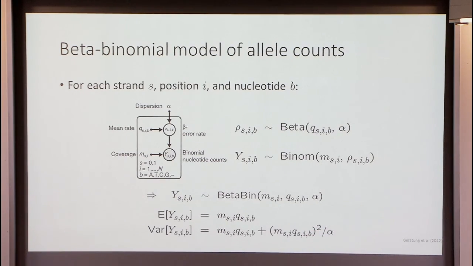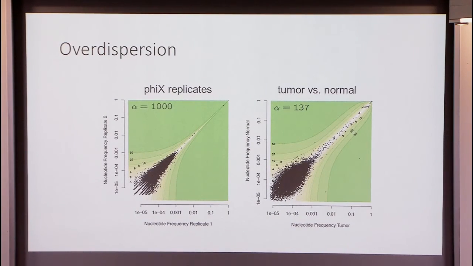So let me first show you why you need such a model. This phenomenon is called overdispersion, and it occurs basically in all of these next-generation sequencing applications. On the left-hand side are two replicate measurements of a virus called phi-X, and plotted are the nucleotide frequencies that are estimated after the SNV calls. This is just the first replicate and the second replicate.